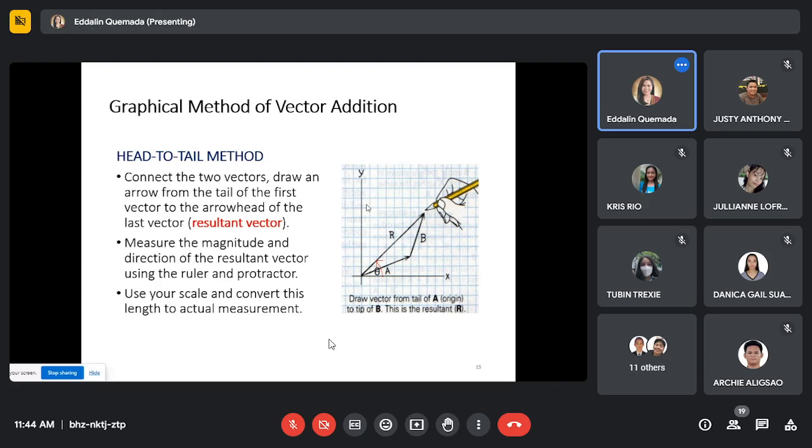Hello, class. What's the importance of scaling? Usa ni sa questions sa lab. What's the importance of scaling? To help represent the magnitude. To represent the magnitude. Other than that, ano kinahanglan nato i-draw into scale?